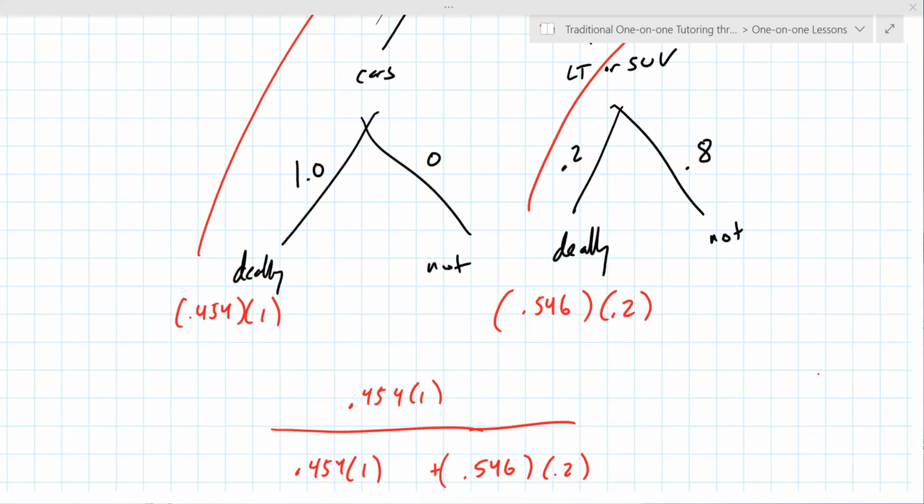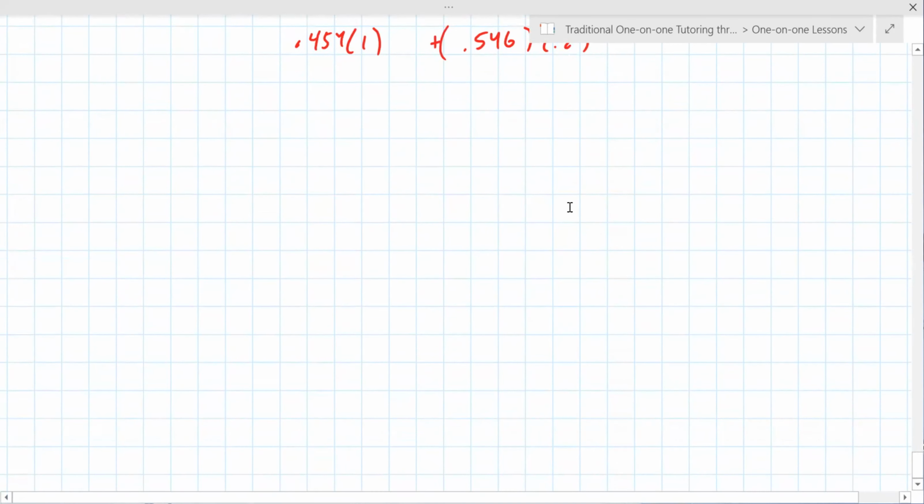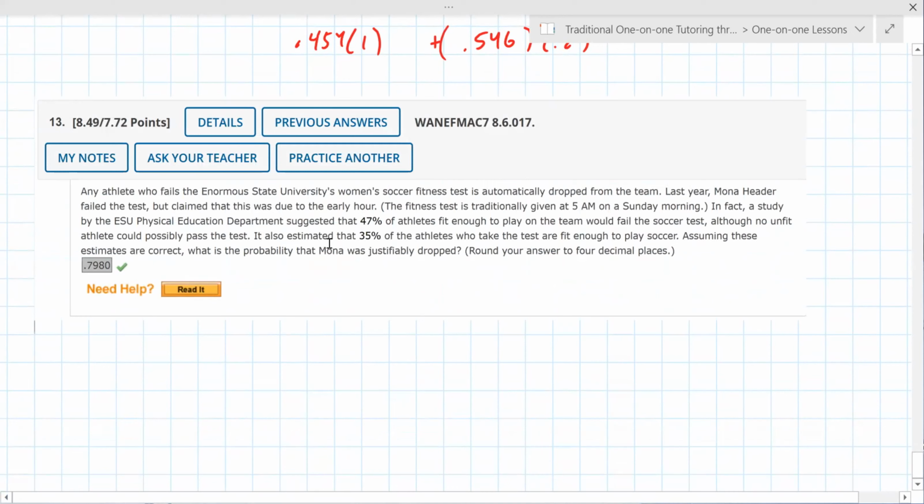Some of these are sort of negative, like dying, died by an impact. It's about fitness. All right, you don't have to read all this stuff. You've got to get to where those actual numbers are. A study suggested that 47% of athletes fit enough to play on the team would fail the soccer test, although no unfit athlete could possibly pass the test. 35% of the athletes who take the test are fit enough to play soccer. Assuming these estimates are correct, what was the probability that Mona was justifiably dropped?